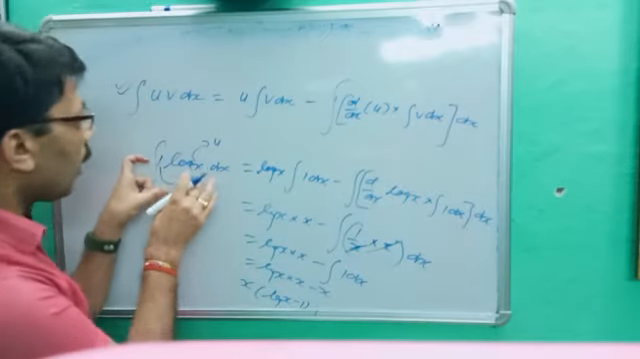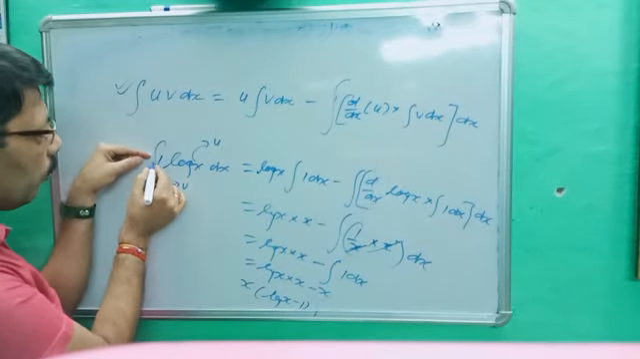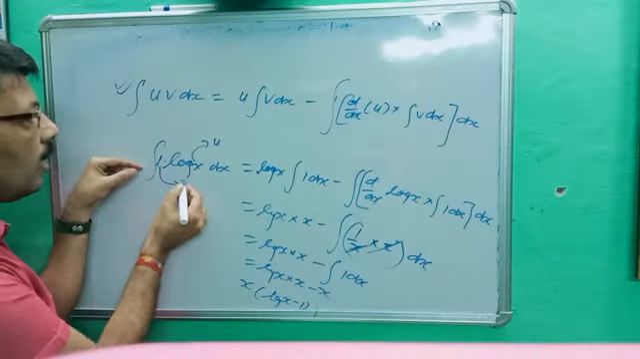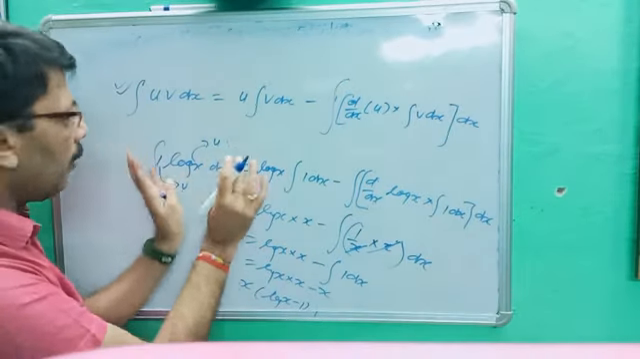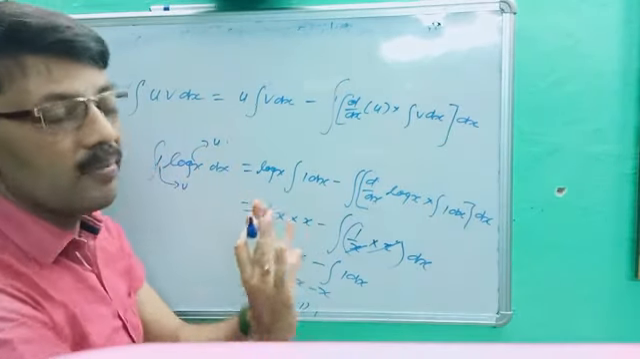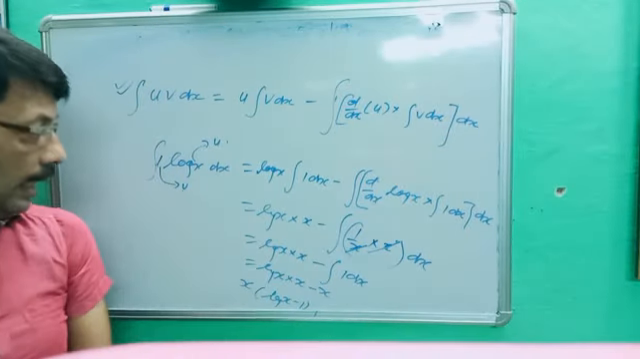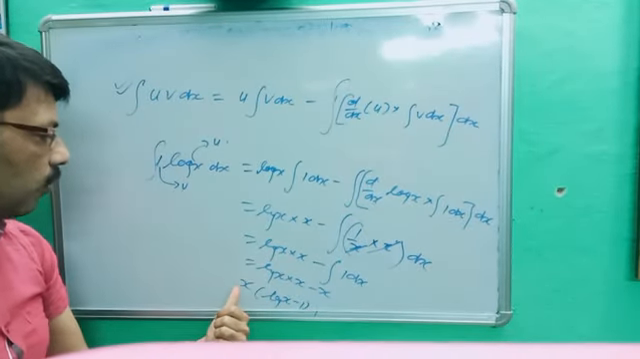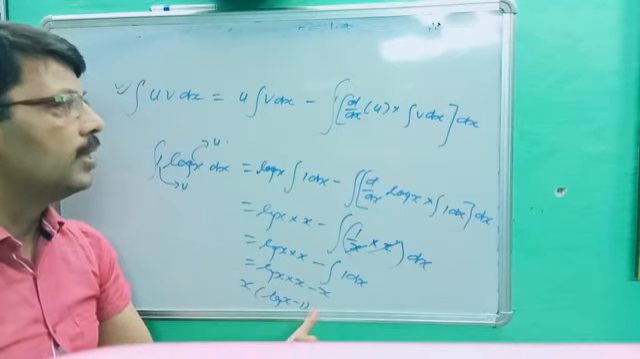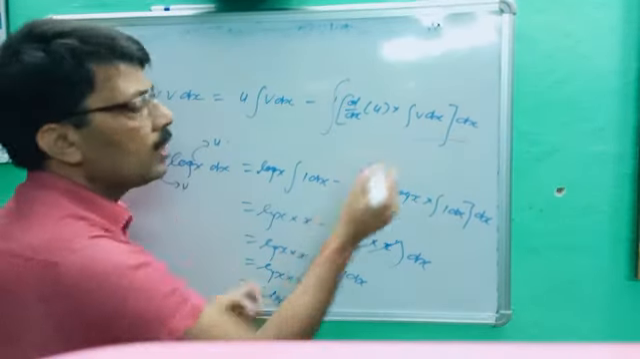Since log x is given, we can write it as 1 into log x. 1 is v and log x is u. If you take the opposite, you will never get the answer. So you have to select it properly for the correct answer. Okay, so the integration of log x is equal to x into log x minus 1, by that formula. Okay, that's all for today.